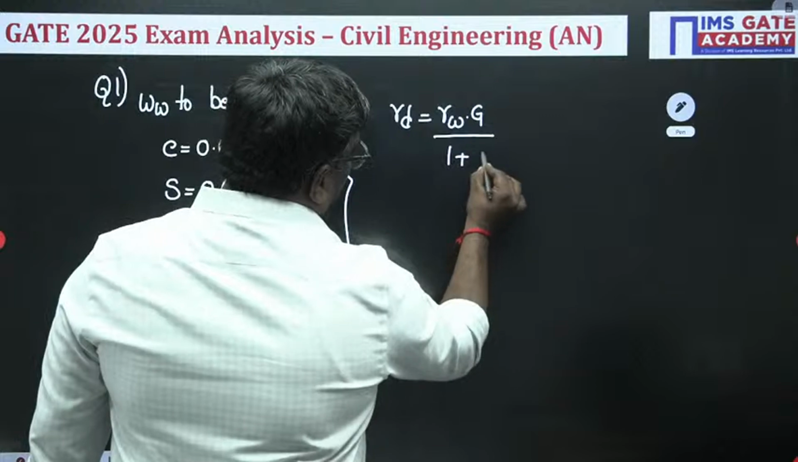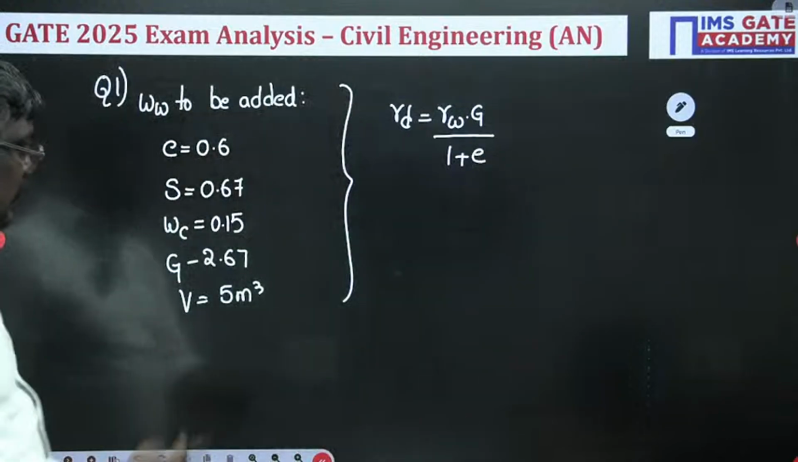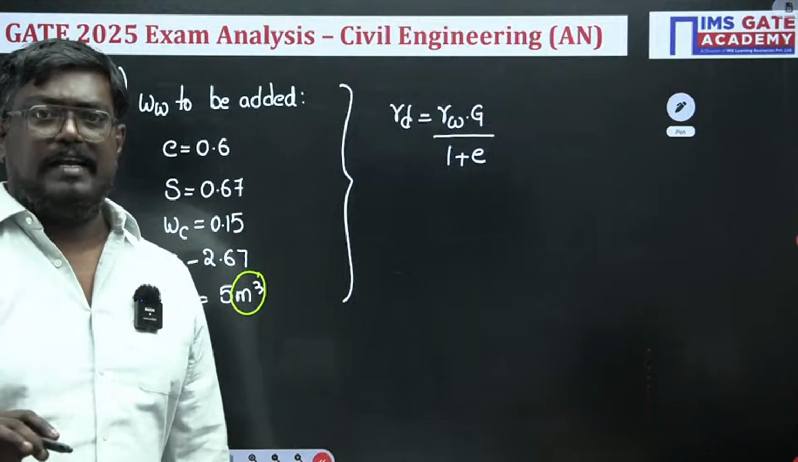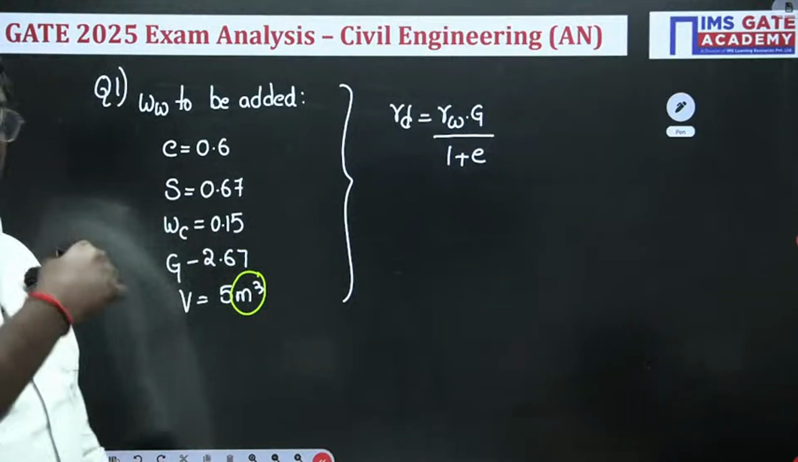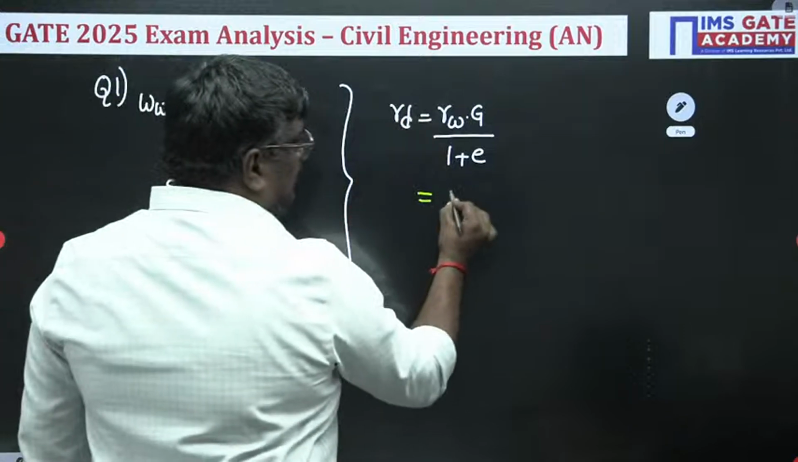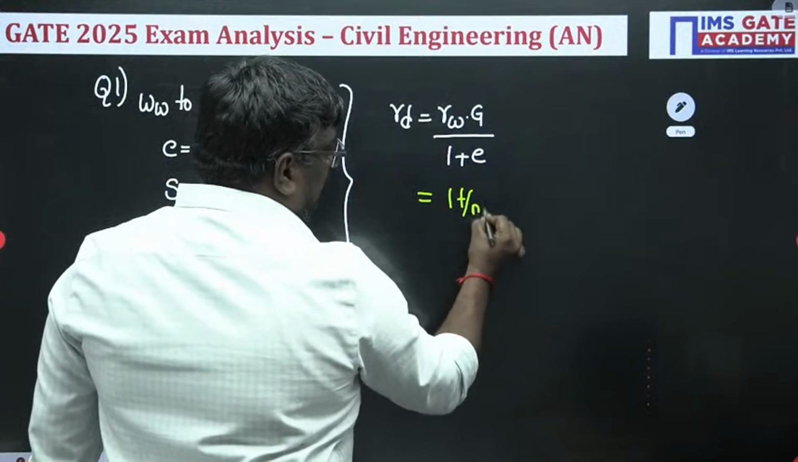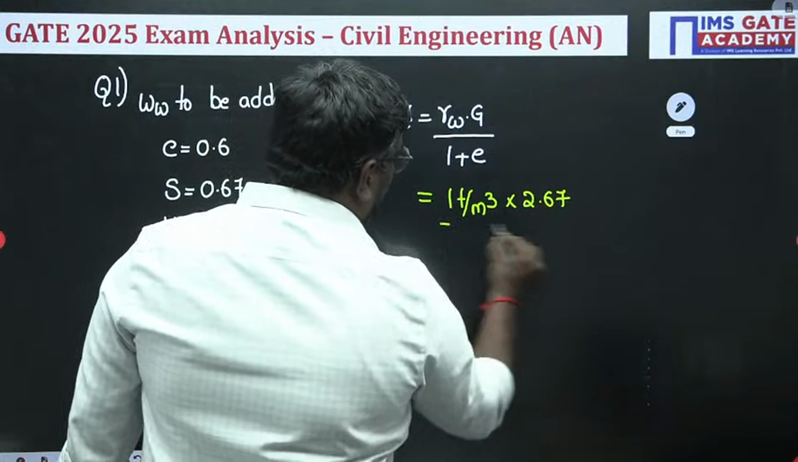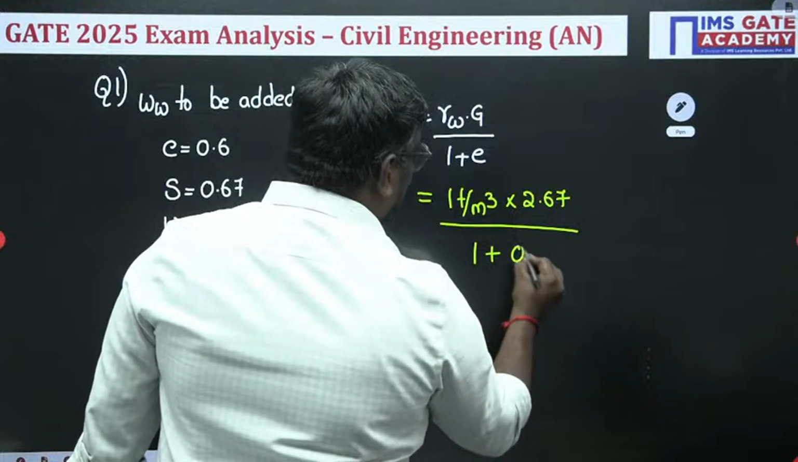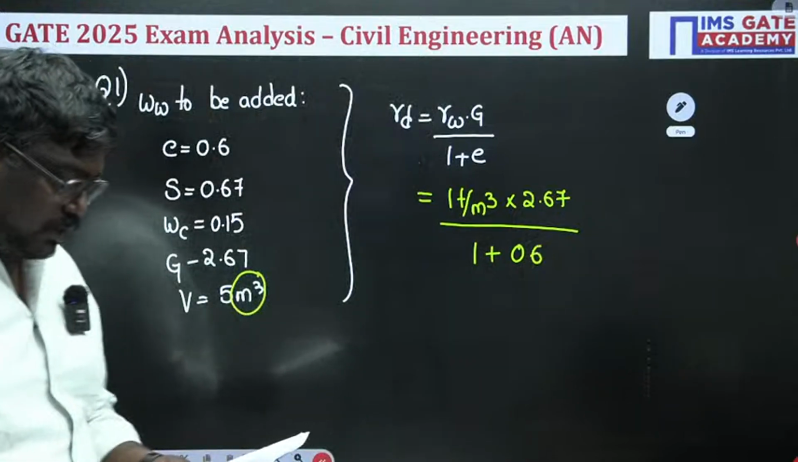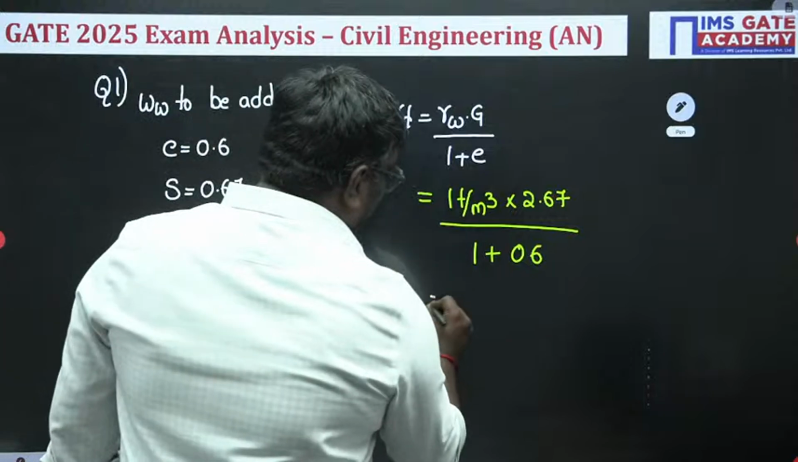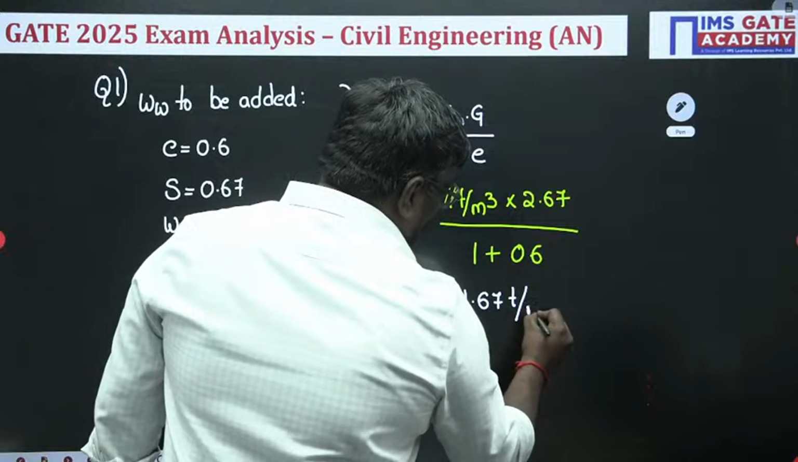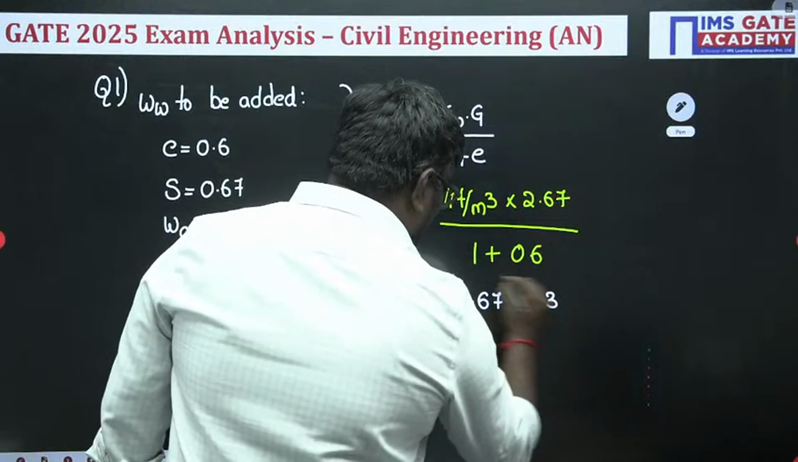Let me do the units because this is in meter cube. Even though they have given in kilonewton, for the final answer you have to work with ton and you can change that. Gamma W is equal to 1 ton per meter cube, G is 2.67 divided by 1 plus e, and e is given as 0.6. If you solve this, you will get dry density of 1.67 ton per meter cube.